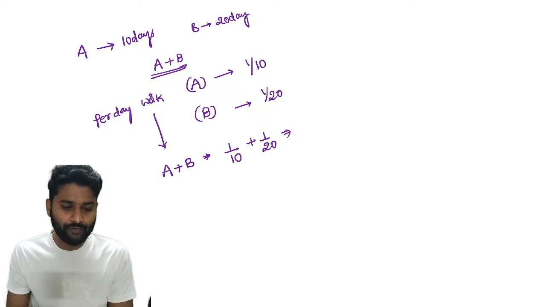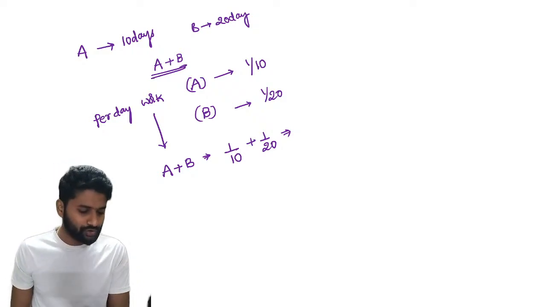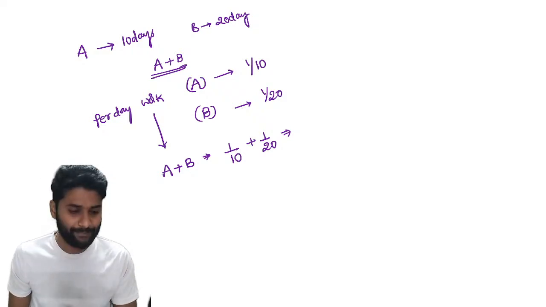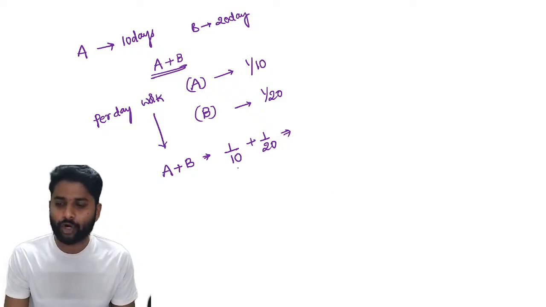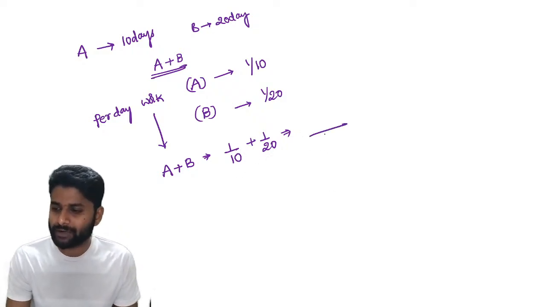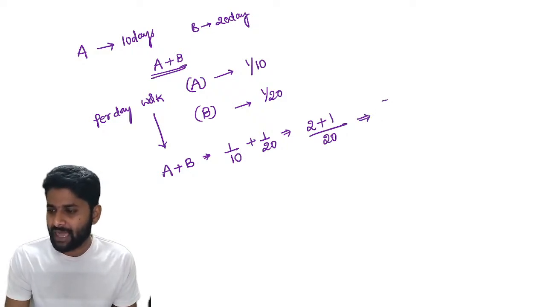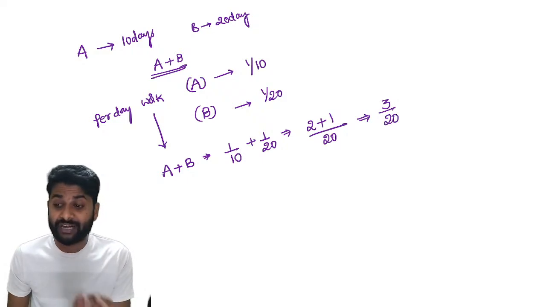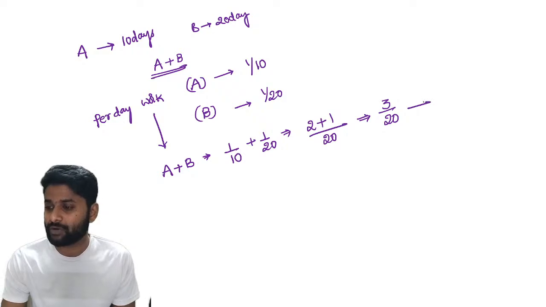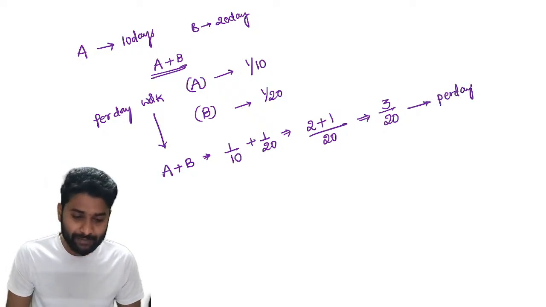Now if you want to go for further calculation, then you have to apply the concept of LCM. So let's take the common multiple of 10 and 20. Common multiple is 20 units. Now 10 becomes 20 means it is exactly 2 times. 20 becomes 20 means it is exactly 1 time. It means if A and B work together, they will complete 3 by 20th of work. Guys, this is all about per day work. Per day, they will complete 3 by 20th.